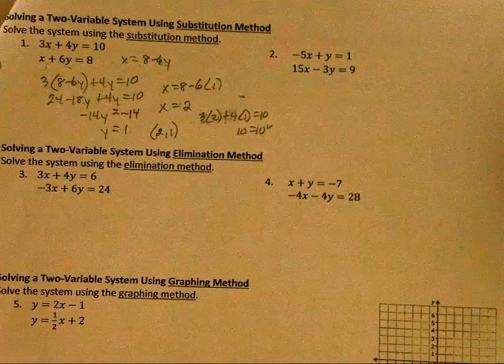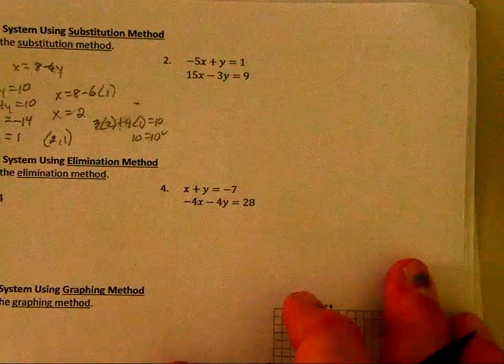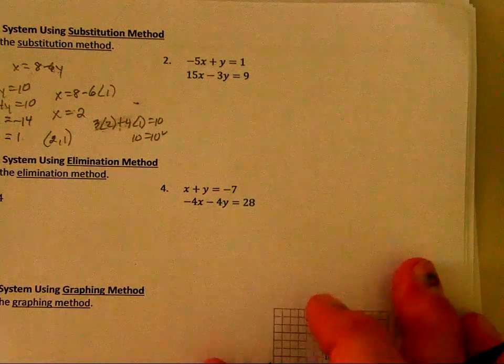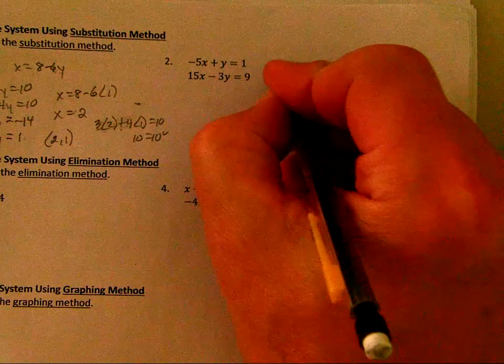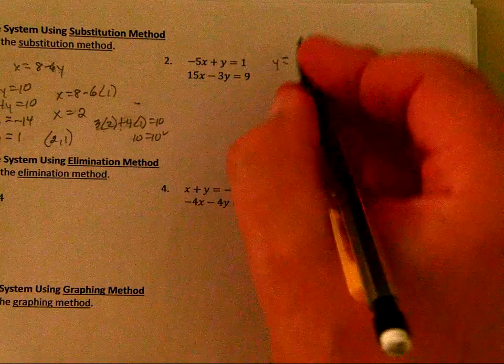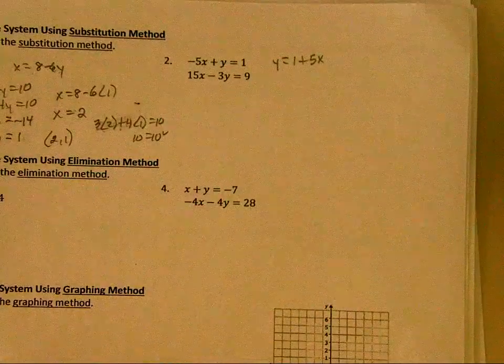Or this one. Again, we want to look at what's the easiest. Well, it looks to me like it's easiest to solve this top one for y. So let's get y by itself. So let's move the 5x to the other side. So it looks like that.